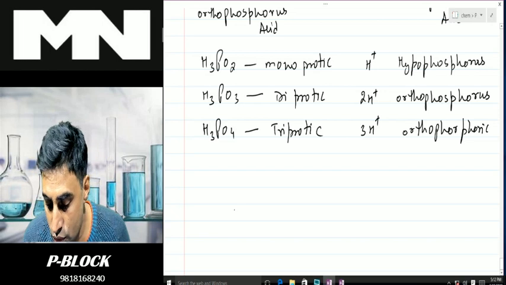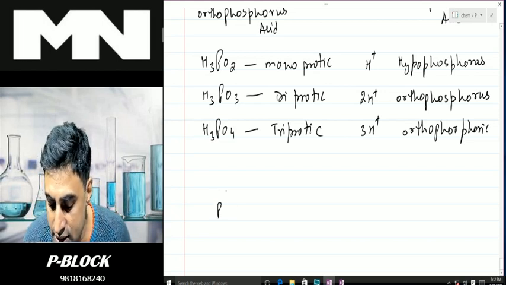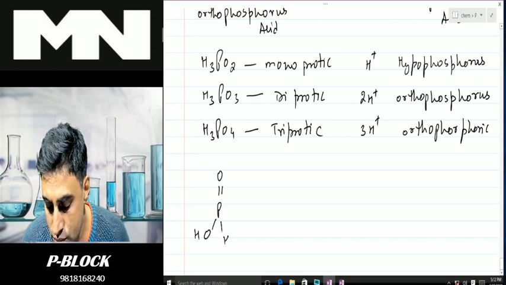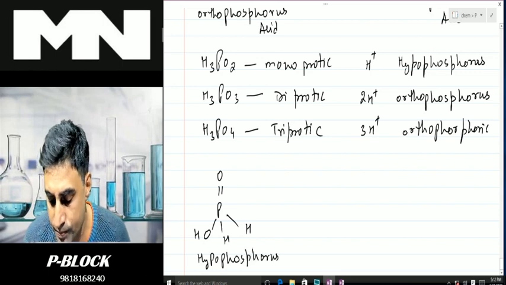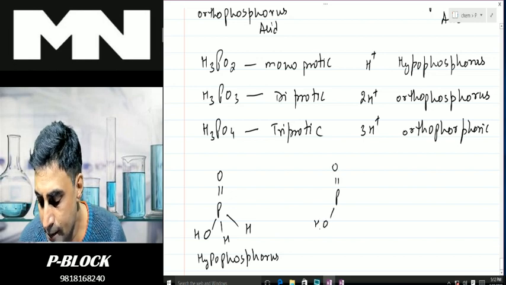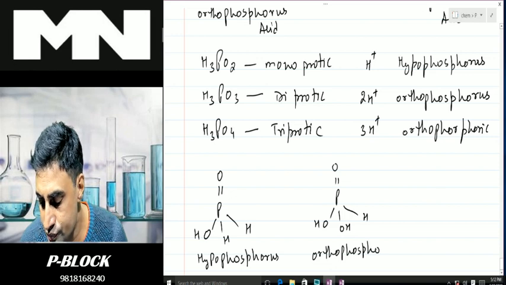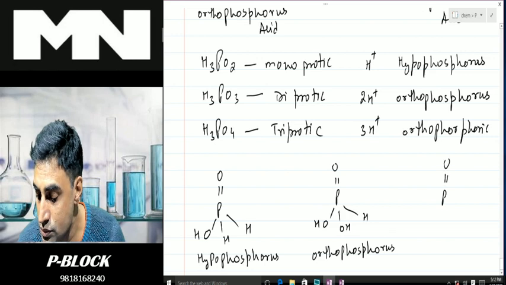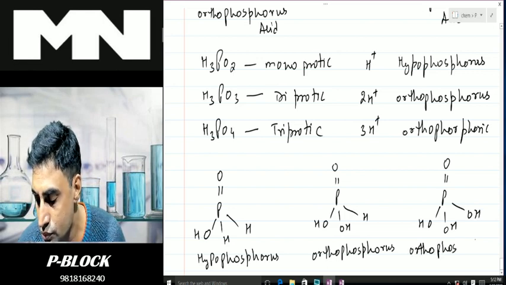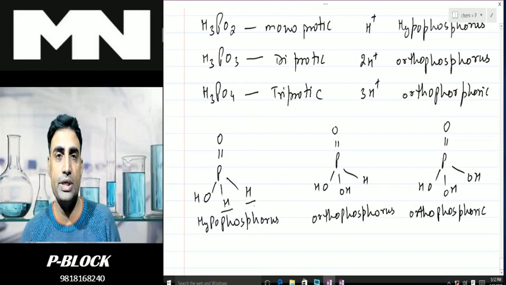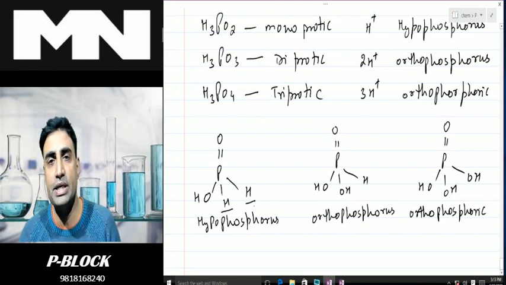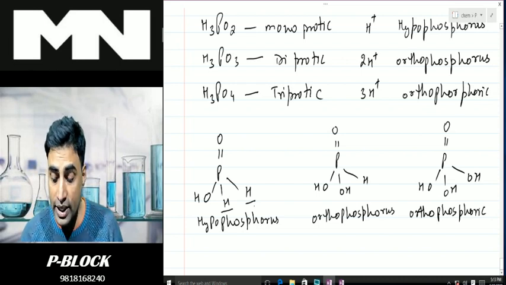Let us have a look at the structure of hypophosphorus acid. It is like this. This is hypophosphorus. This is orthophosphorus. And the last one is orthophosphoric. Well, here let me tell you one thing, that the hydrogen which is attached to phosphorus cannot be donated as H positive ion. Phosphorus is not so electronegative that it can withdraw electrons from hydrogen and release it as H positive ion, whereas oxygen is.